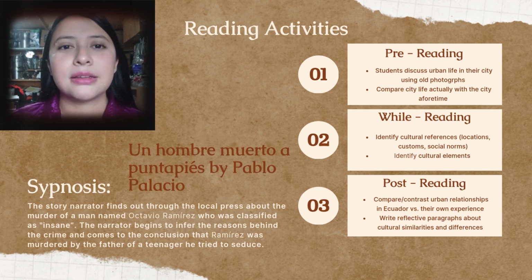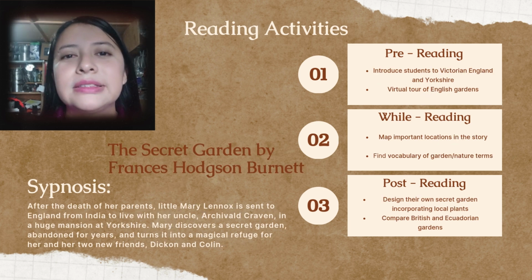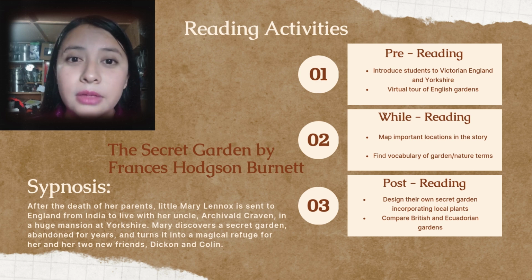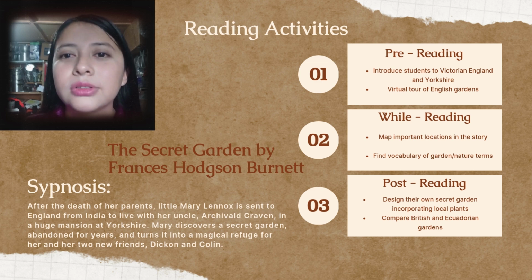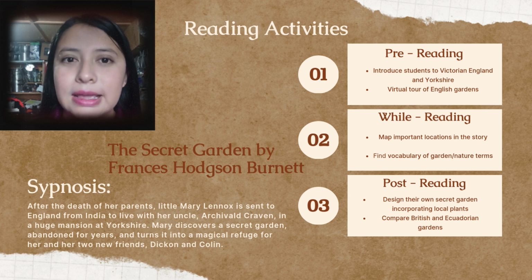Imagine starting the class by showing contrasting images of Quito, one from the time of Palacios' story, another from today. Ask the students, what changes do you notice? How does this reflect in the story? Before reading, take the students on a virtual tour of Yorkshire gardens. Have them note the plants, the layout, the stone walls, all elements they will encounter in the text. These details will come alive when Mary discovers her secret garden.